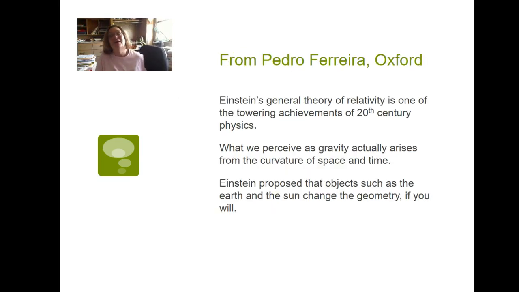From Pedro Ferreira at Oxford, we have: Einstein's general theory of relativity is one of the towering achievements of the 20th century. In physics, what we perceive of as gravity actually arises from the curvature of space and time. Einstein proposed that objects such as the Earth and the Sun change the geometry, if you will, of space and time.